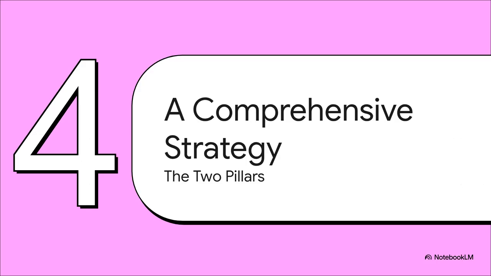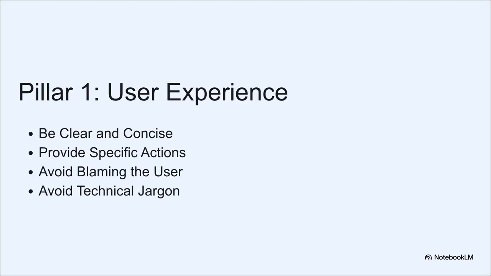Okay, so we've covered the tools. But, just having a hammer doesn't make you a carpenter, right? To build a truly professional app, you need a strategy, one that goes way beyond just catching errors, and is more about how you manage them. And this entire strategy, it really rests on two main pillars. Pillar number one is all about the user experience, or UX, and both these pillars are equally important because if you neglect one, the whole thing falls apart.